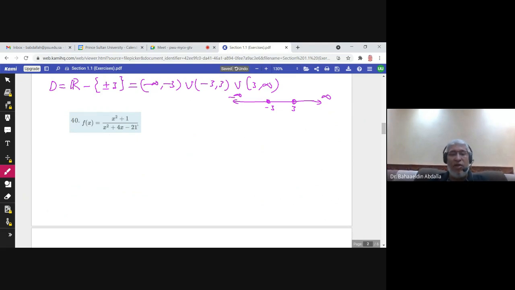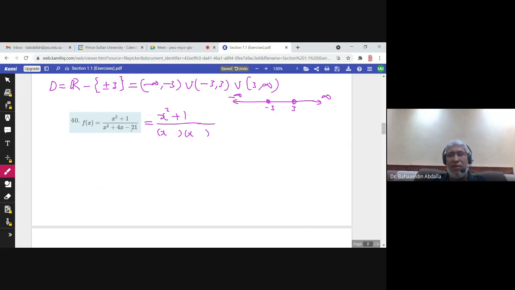Again, this is a fraction. The denominator cannot be 0. To find the zeros of the denominator, I need to factor the denominator. These are three terms. Remember, to factor three terms, if the coefficient of x squared is 1, you factor x squared as x times x, and you search for two numbers. Their product is negative 21 and their sum is 4.